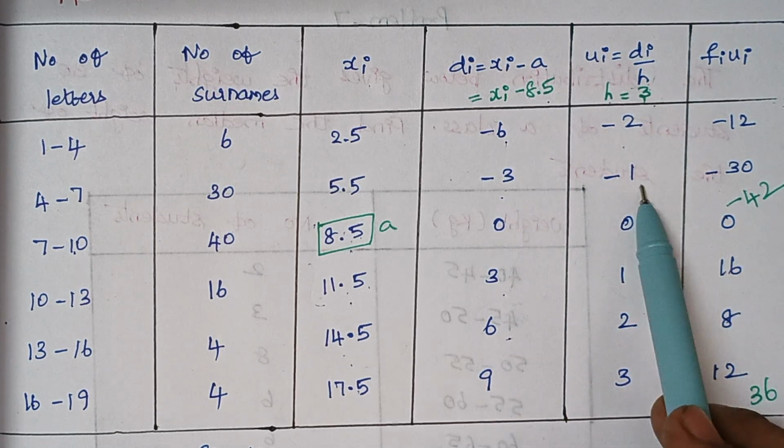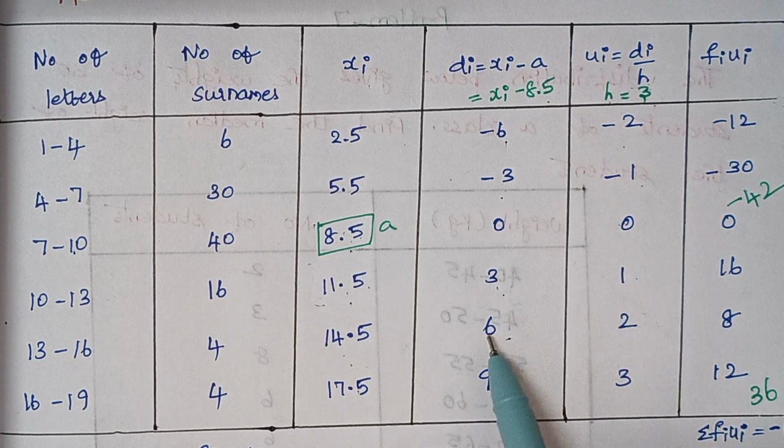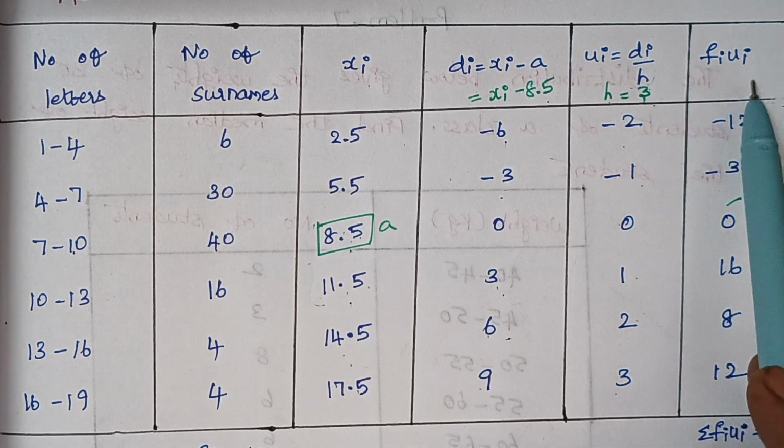Minus 3 by 3, minus 1. And again 0 by 3, 0. So 3 by 3, 1. 6 by 3, 2. And 9 by 3 gives 3. Right. Finally, we are calculating Fi ui.